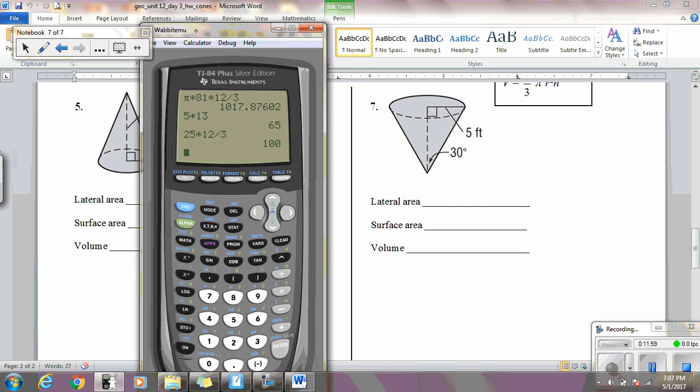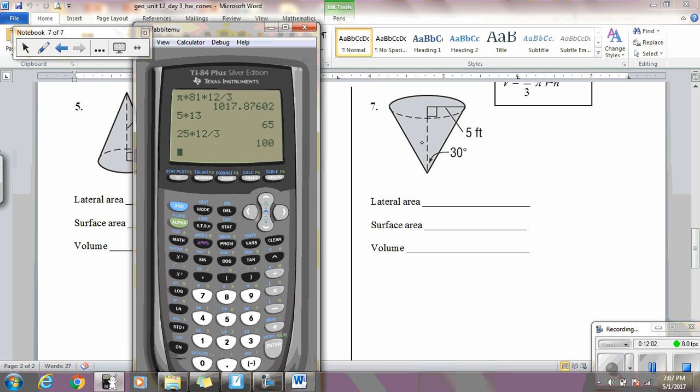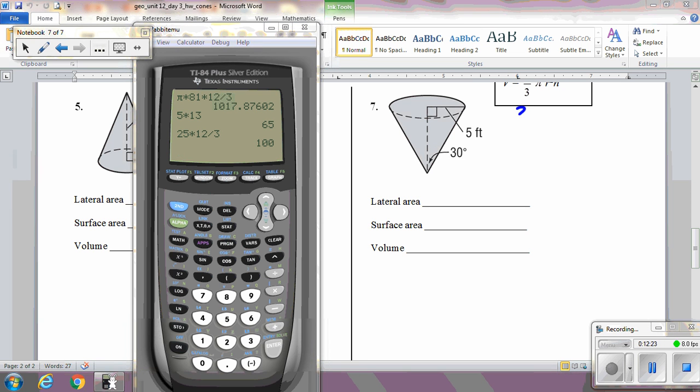And number 7. For number 7, the radius is 5. And we need to find the slant height and the 3D height. But if you notice, the triangle that connects those two pieces is a special right triangle, the 30, 60, 90 triangle. Yes, I know we want to try and forget these rules, but you can't. They keep coming back. So again, the rule or pattern is across from 30 is x, across from 60 is x root 3, and across from 90 is 2x.